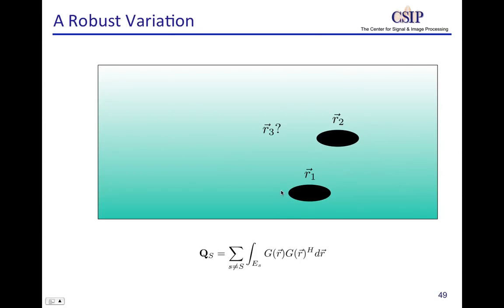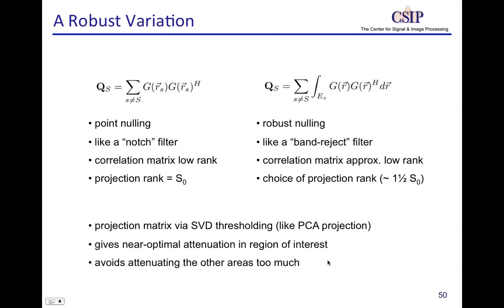So the idea is that we want to minimize the influence of any Green's vector that lies within this ellipse on the data vector, basically. So in order to make this more robust, we're now constructing our correlation matrix as the sum of these areas, which are ellipses. So we're basically integrating over this GR Hermitian in order to make a more robust correlation matrix.